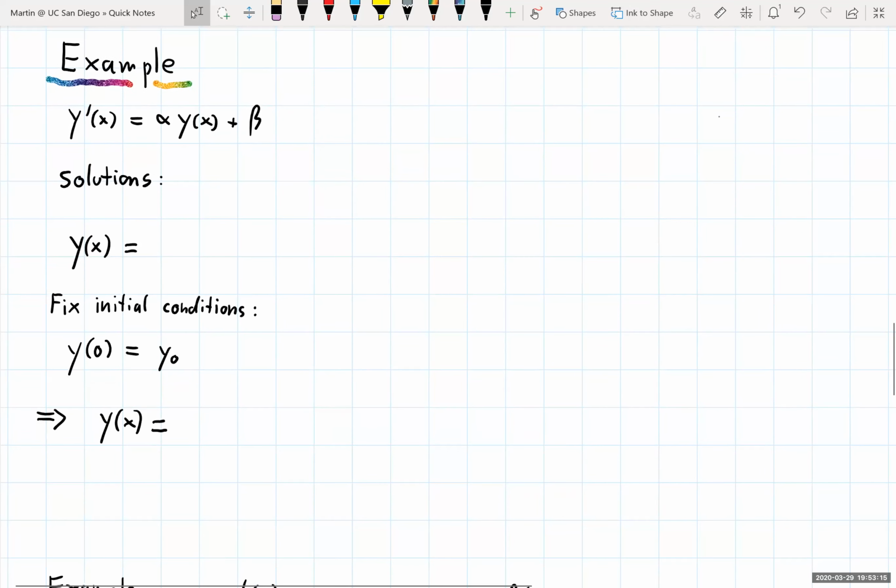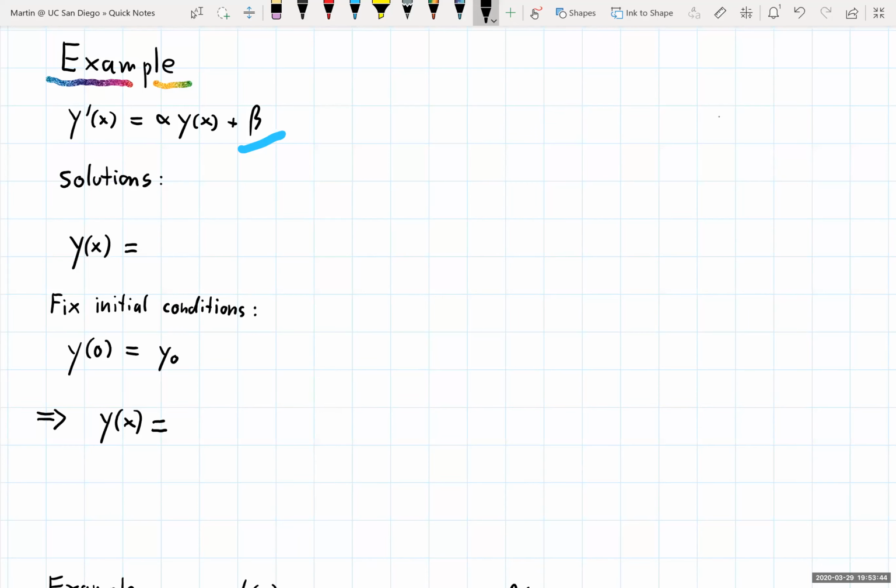Let's say I've got the function y prime of x equal alpha times y of x plus beta. So the unknown function again is y of x, and the first derivative of y of x is alpha times y of x plus beta. So the only thing that's changed from the previous example is this term here, beta.